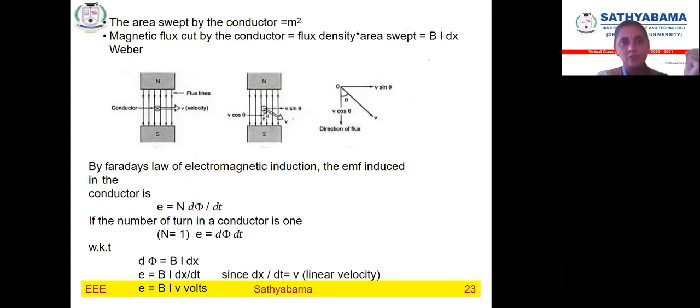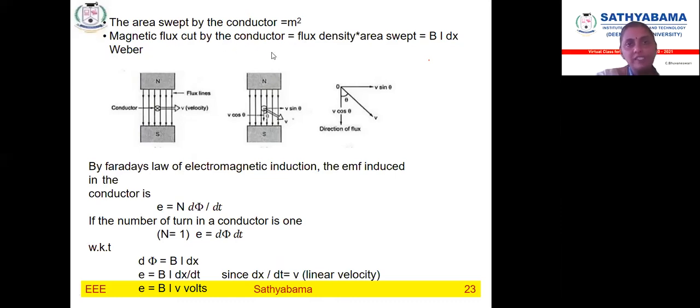So whatever I've told you, we will just go through again. The area swept by the conductor is equal to meter square. We are going to measure the area swept by the conductor. So this is going to be L into dx. We have not written it there. It is going to be L into dx. The unit is given in meter square.